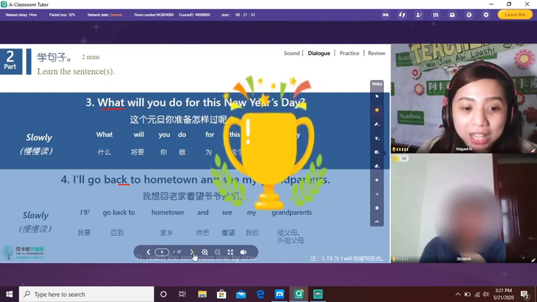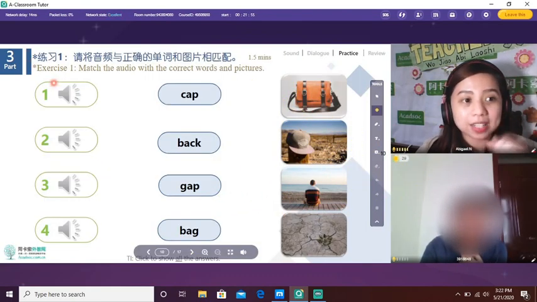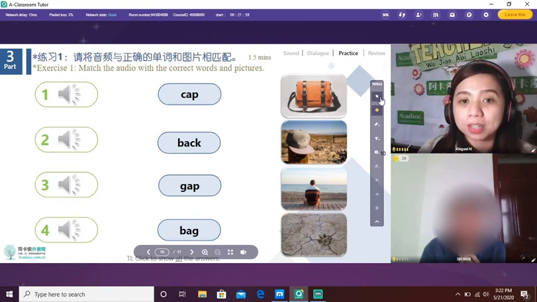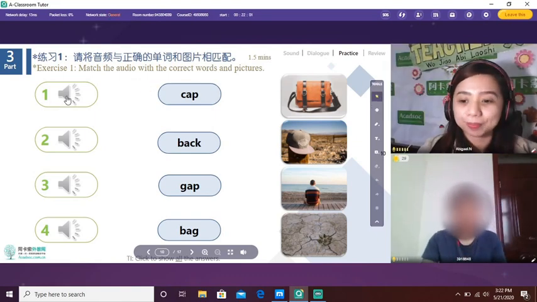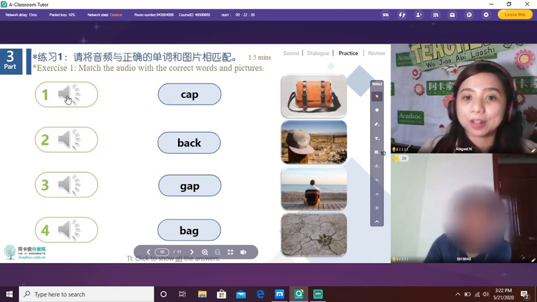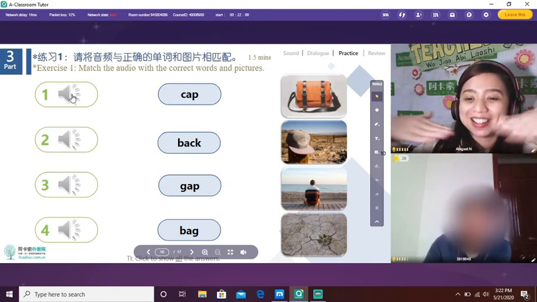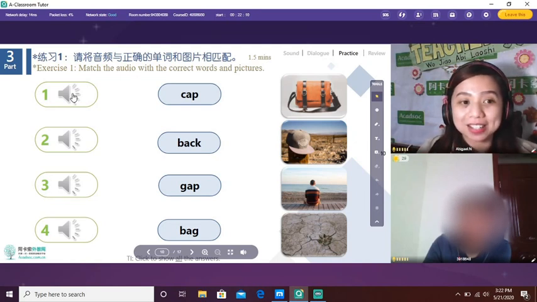Good. Now moving on, here is another exercise. Match the audio with the correct words and pictures. Number one. Bag. You just have to match, just like yesterday. Bag. Yes. Number two.